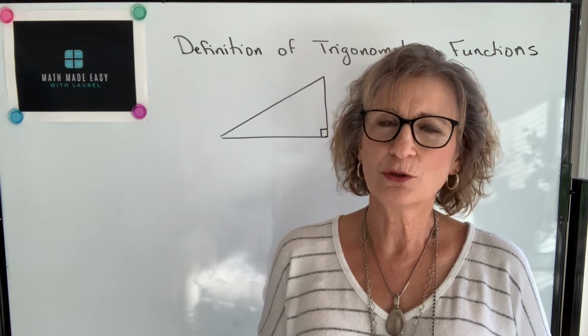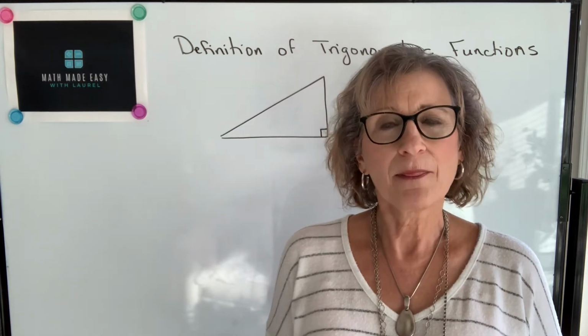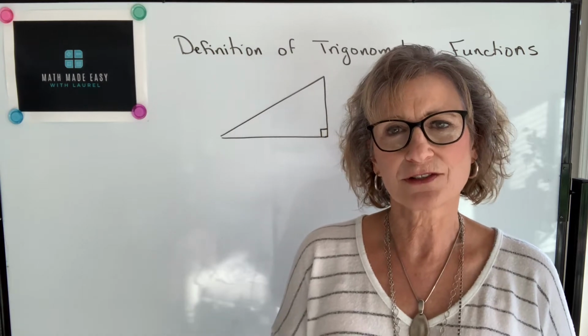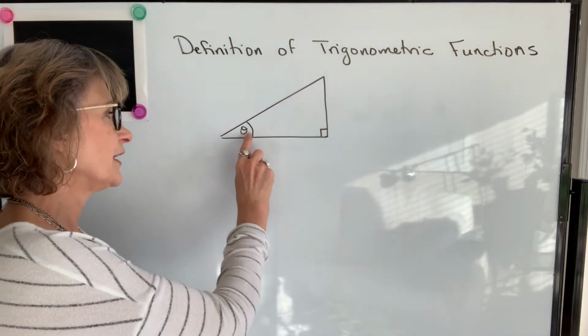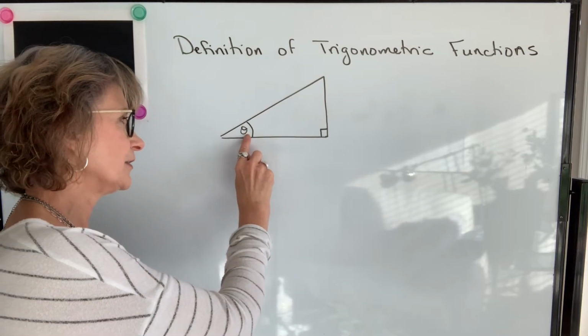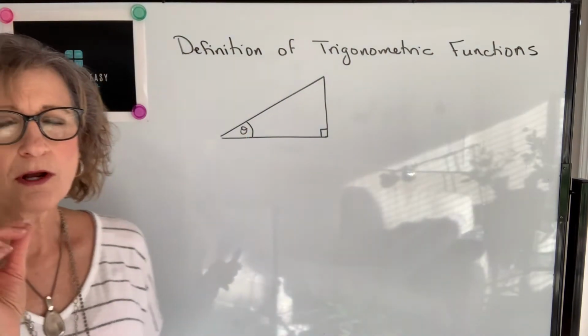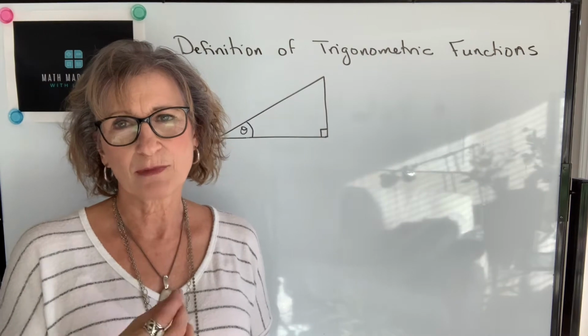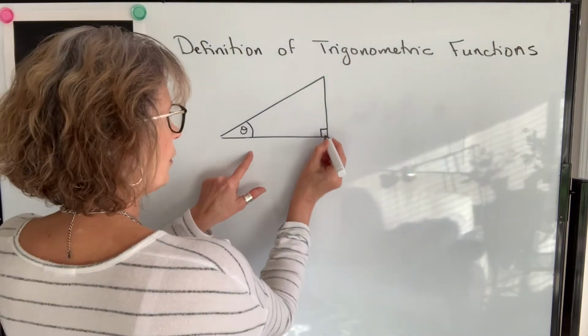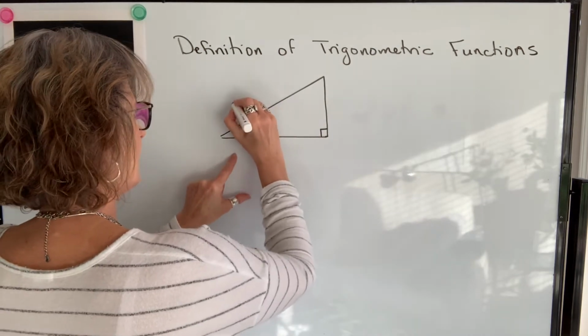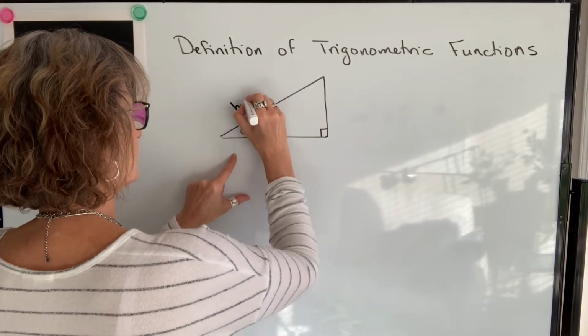So I'm going to show you what the ratios are, and then we'll look at how we use our calculators to find those ratios. So if I'm dealing with this angle here, which I'm going to call theta, I want to define all of the sides of my right triangle in relation to that particular angle. So across from my right angle is this side, and this is called the hypotenuse.